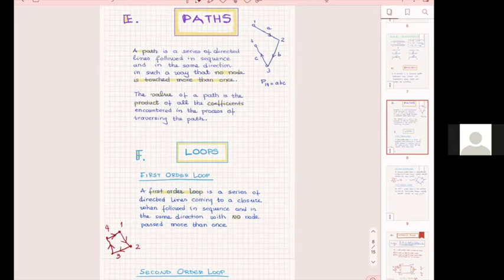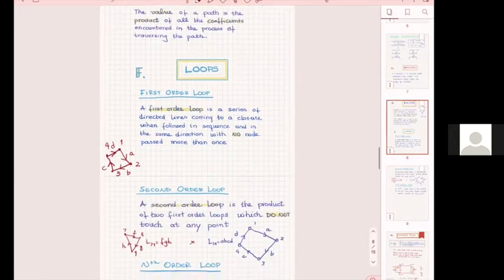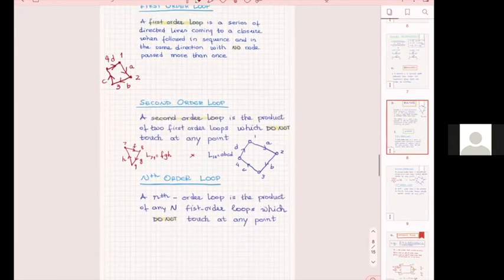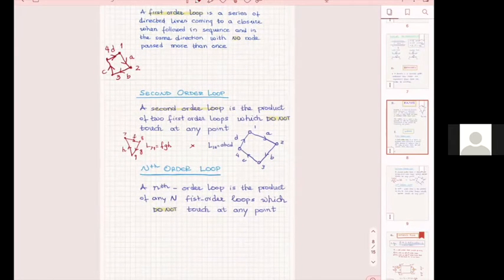That's a loop. And the value of the loop is the product of, like, if this is A, B, C, and D, the value of the loop is A, B, C, D, okay? And then second order loop is when you take all of the loops like this, which do not touch, and you create the product and so forth. You create different ordered loops, but you have to go from one order to another. You only go if you have lower ordered loops that do not touch.